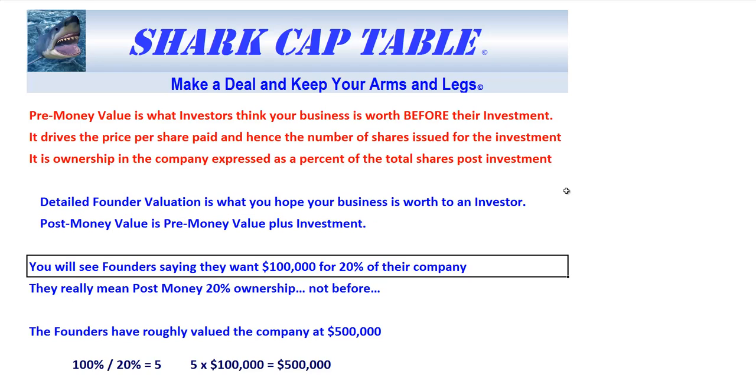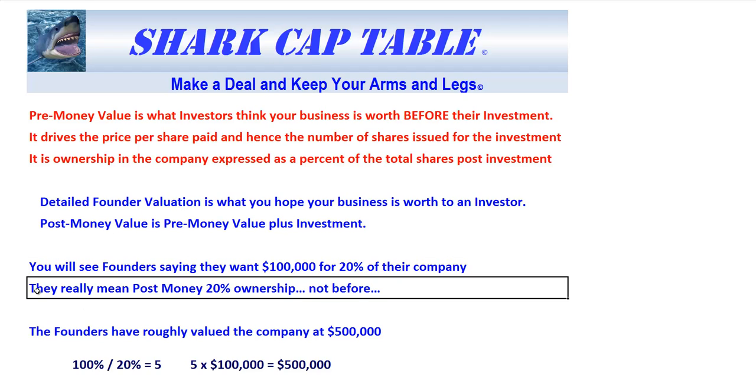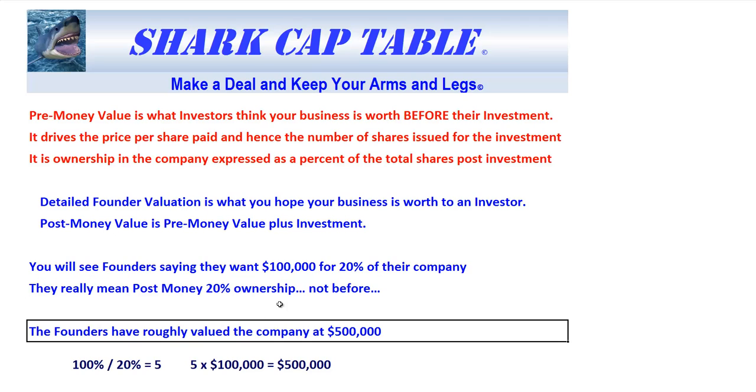Now, sometimes you'll see, like on Shark Tank, founders saying they want $100,000 for 20% of their company. They really mean post-money 20% ownership, not before. They're going to sell enough shares so that when their shares plus the investors' shares are added together, the investors have 20%. The investors have roughly valued the company at $500,000.